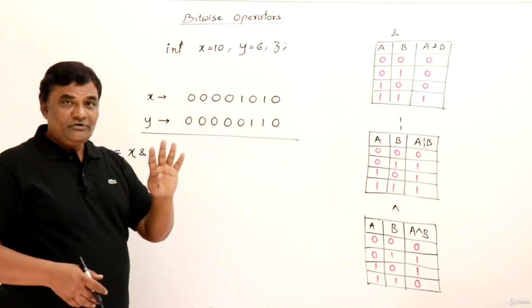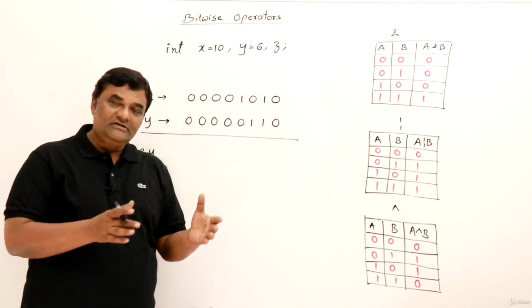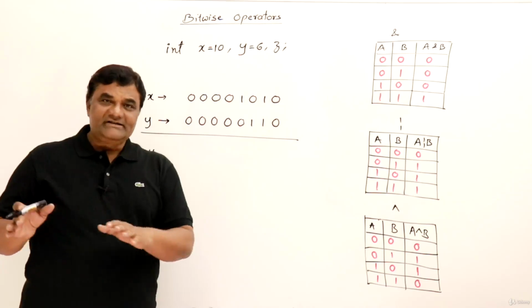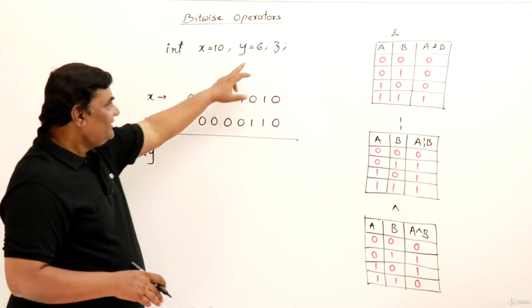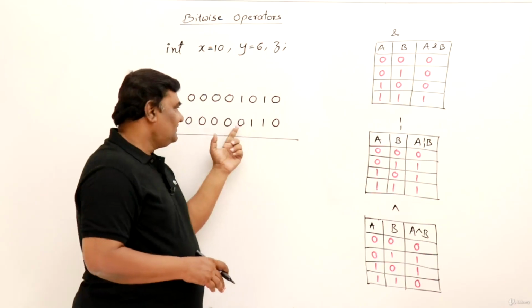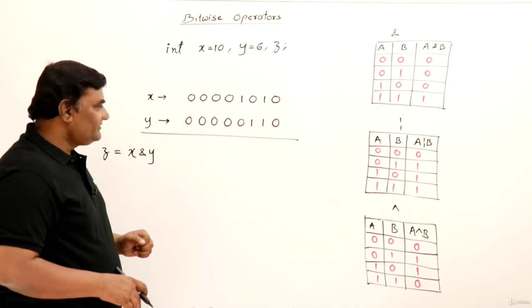An integer takes 4 bytes, so 32 bits. So all the remaining 28 bits are 0. I am taking only 8 bits here, right? Then the next value is 6. 6 is 110, and all the leading bits are zeros.